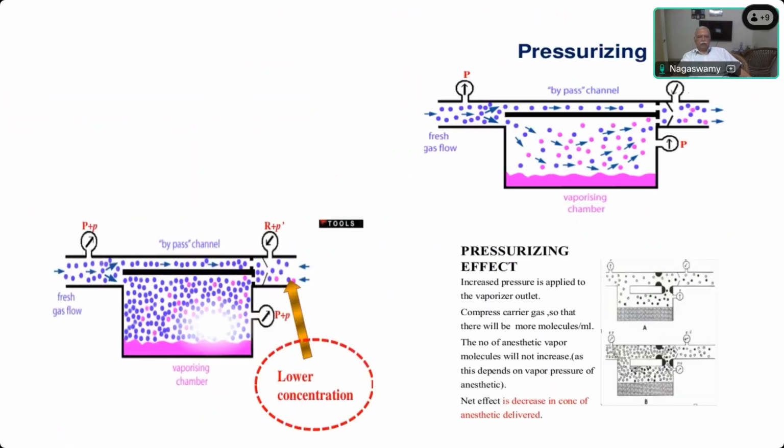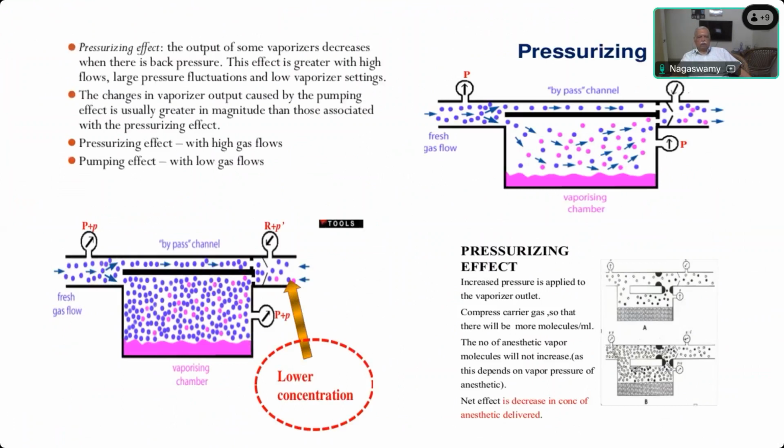The pressurizing effect, on the contrary, is not of much importance and doesn't cause that much back pressure effect or alteration. But in the pressurizing effect, what happens? It is significant only when you have a low gas flow, and it becomes effective only when there is a high gas flow, and it causes lowering the concentration because there is not enough time for the fresh gas to pick up the vapor. There is a low concentration. So pressurizing effect produces a lower concentration, whereas pumping effect produces an increase in concentration.